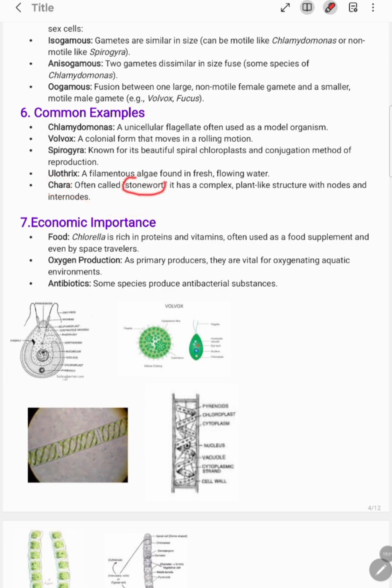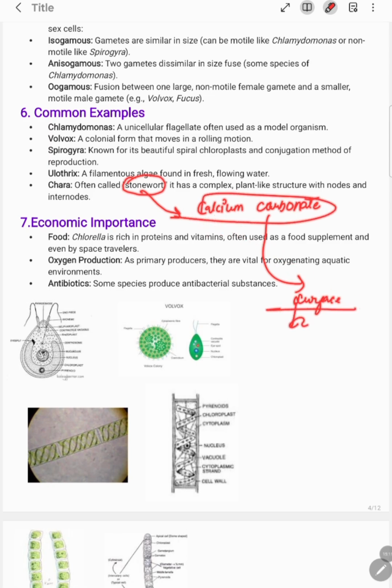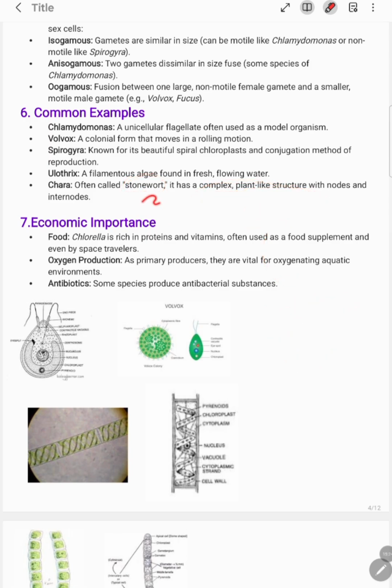Why are they known as stonewort? Due to the deposition of calcium carbonate over their surface, in the leaf-like structures that they have. In that there is a deposition of calcium carbonate. That's why they are known as stonewort, okay. And they quite look like a plant due to the presence of nodes and internodes.